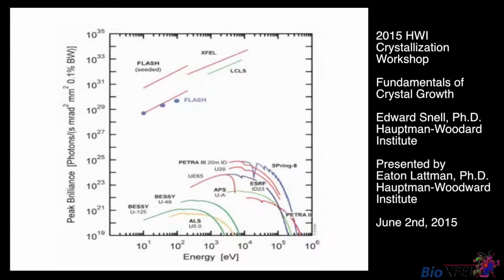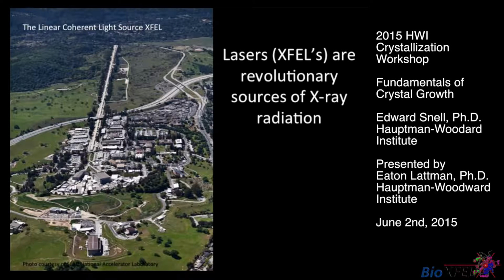So this is brilliance that's many, many log units ahead of what we have at synchrotrons today, and even next generation synchrotrons like NSLS-II. This is a picture of the Linac Coherent Light Source, which is the first really functional X-ray laser, built at Stanford as part of SSRL.